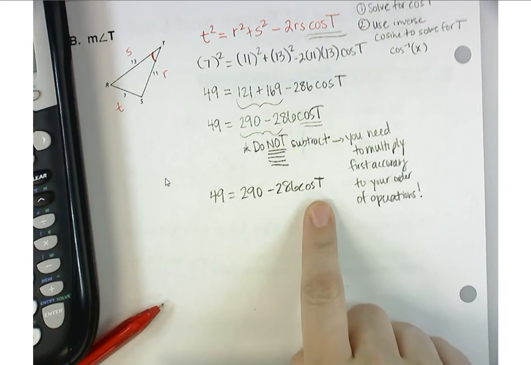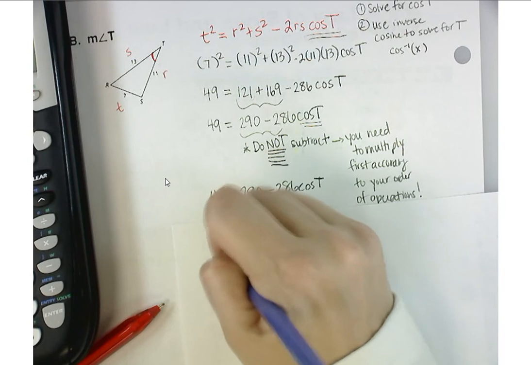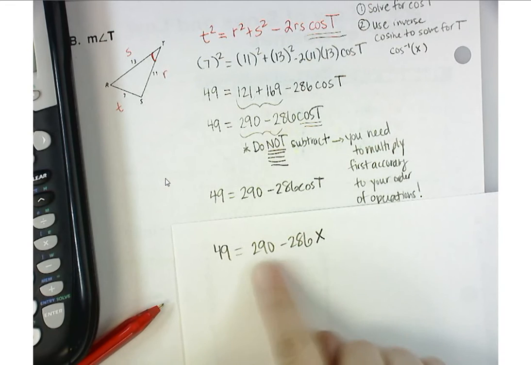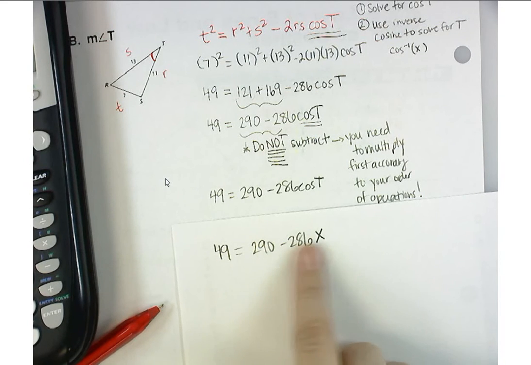So what am I going to move over first? 290. Now, if you had, let's say, 49 equals 290 minus 286x, would you guys subtract those? No. Why not? Because they're not like terms, right? One has a variable and one doesn't. That's the same idea with this. That's why I can't subtract them. So if you were going to solve this for x, what would you do first? Minus 290. And then you would divide by negative 286. Those are the same steps we're going to do here.